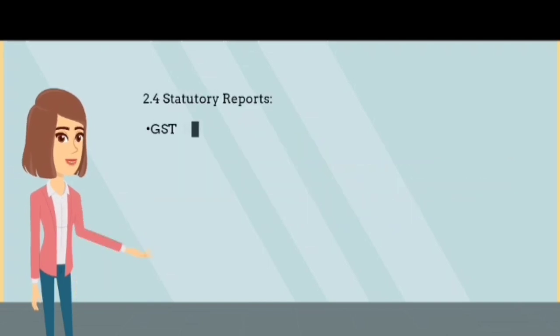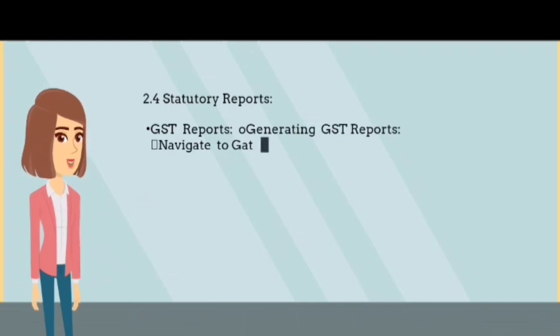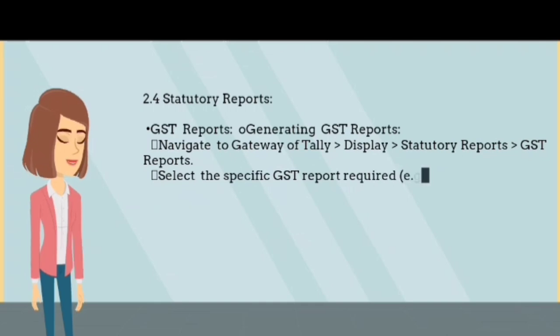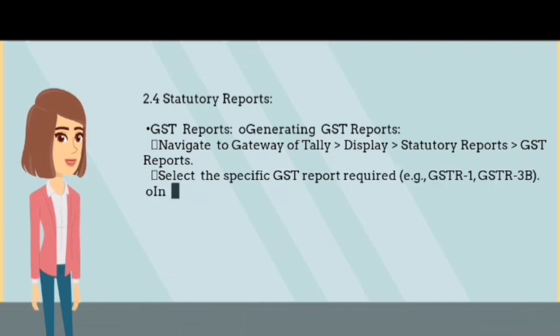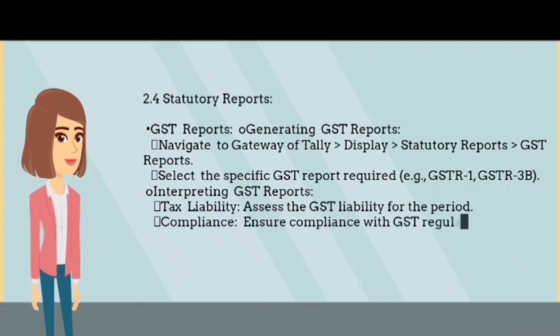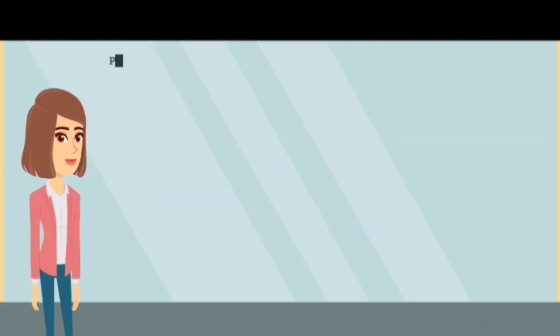2.4 Statutory reports. GST reports. Generating GST reports. Navigate to Gateway of Tally, Display, Statutory Reports, GST Reports. Select the specific GST report required, for example, GSTR1, GSTR3B. Interpreting GST reports. Tax liability: assess the GST liability for the period. Compliance: ensure compliance with GST regulations by verifying the accuracy of GST returns.